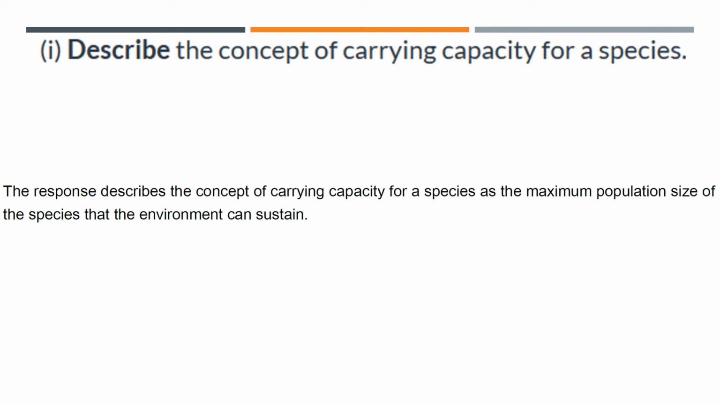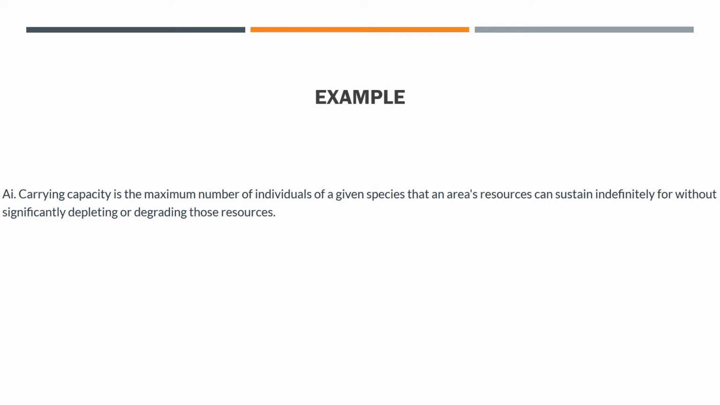Carrying capacity definition, basically, has to describe the carrying capacity for a species as the maximum population size of the species that the environment can sustain. So a good answer would be: carrying capacity is the maximum number of individuals of a given species that an area's resources can sustain indefinitely without significantly depleting or degrading those resources.